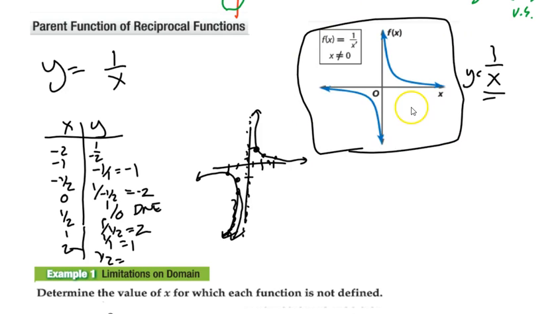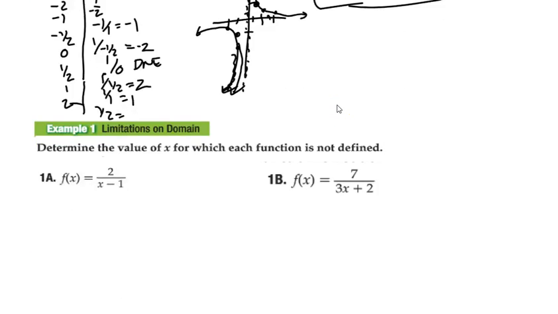And once you get that, it's all the same thing. We're going to move up, down, left, right. But that's what a basic reciprocal graph looks like. So first, let's find our domain.